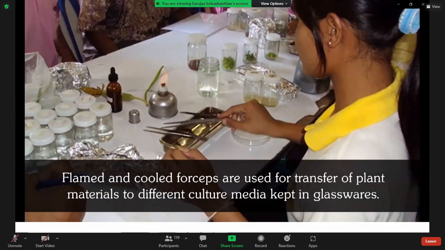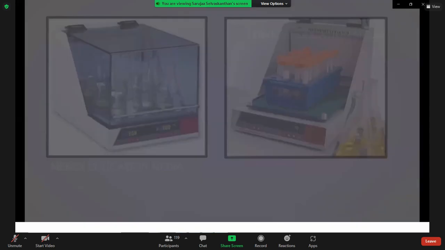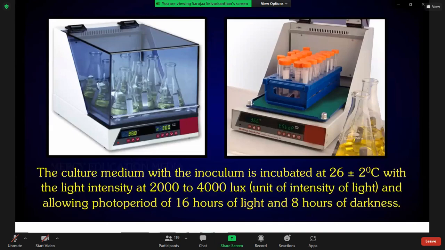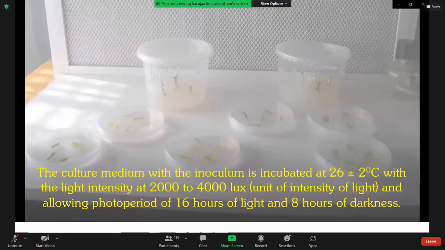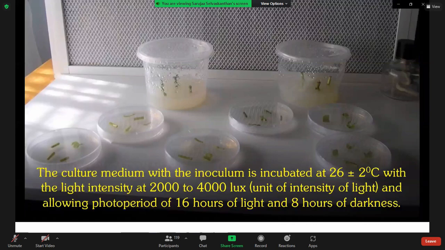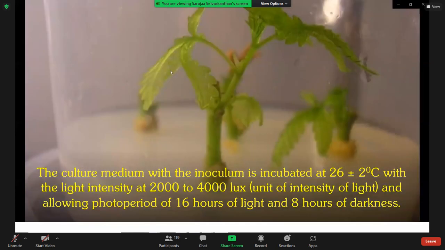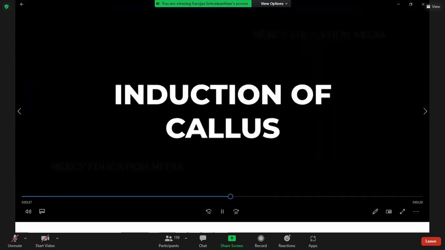How is incubation done? The culture medium with the inoculum is incubated at 26 plus or minus 2 degrees Celsius with a light intensity of 2000 to 4000 lux, that is the unit of intensity of light, and allowing a photoperiod of 16 hours of light and 8 hours of darkness. This is the light growth room, right?